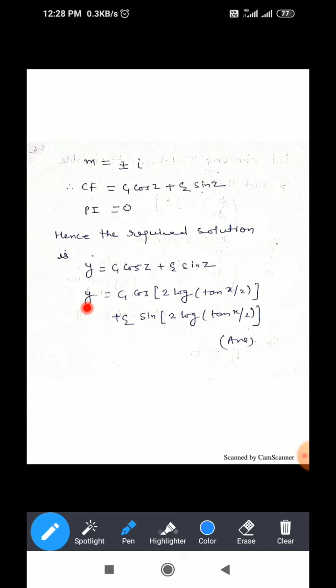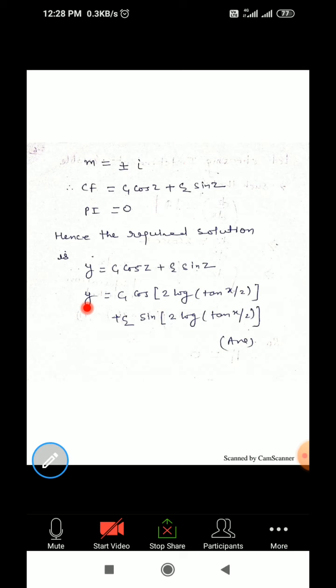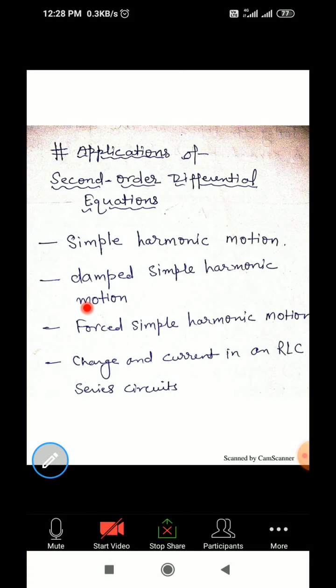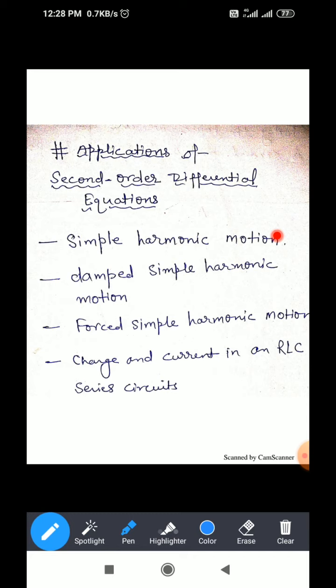So students, look at the screen. Here are some examples where second order differential equations are used: in simple harmonic motion, in damped simple harmonic motion, forced simple harmonic motion, and charge and current in an RLC series circuit.